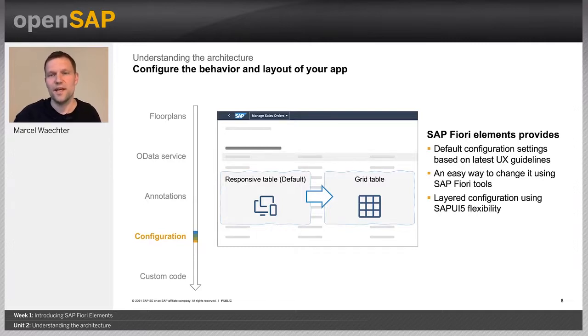As you learned, the floor plans make use of your metadata and annotations to decide which controls are to be rendered. But not only this, they also consider configuration that can optionally be provided by you. I want to give you one example. In the list report we show a table, and as you might know, we have a few tables in UI5 implemented for different use cases. But according to our current UX design, we use the responsive table. That's what you get once you generate and start the application the first time.